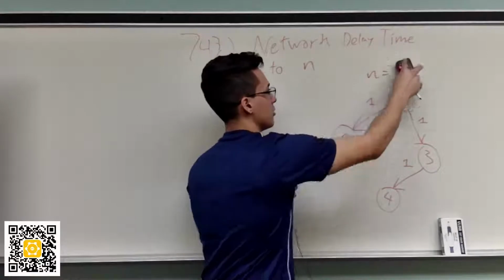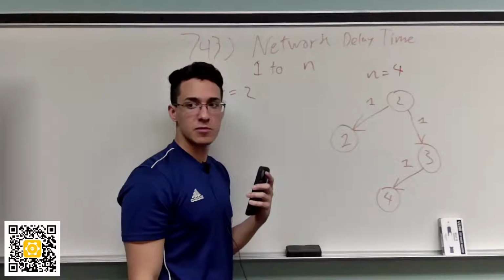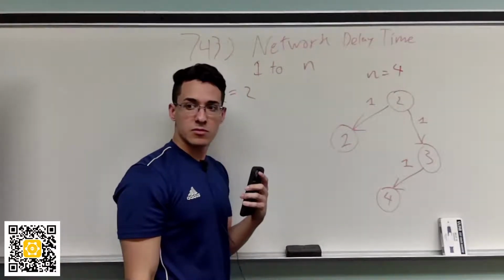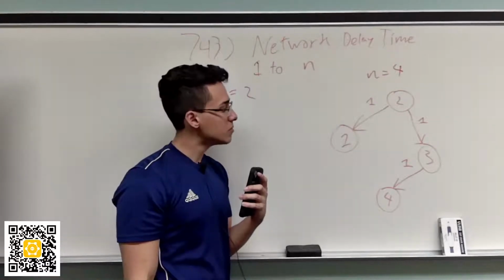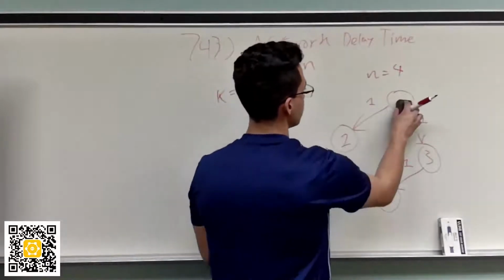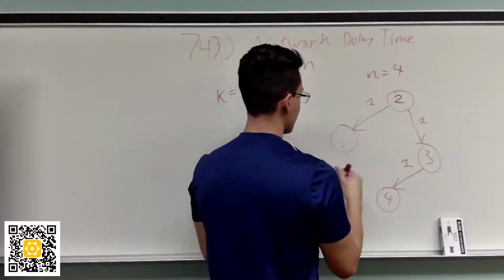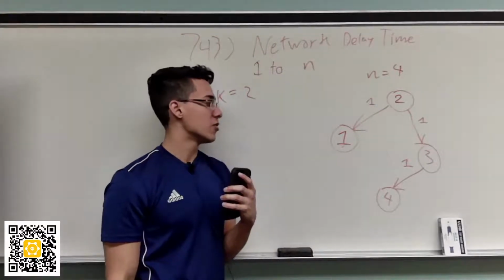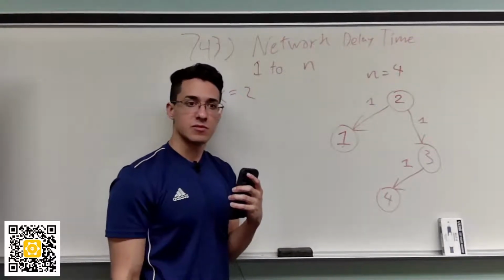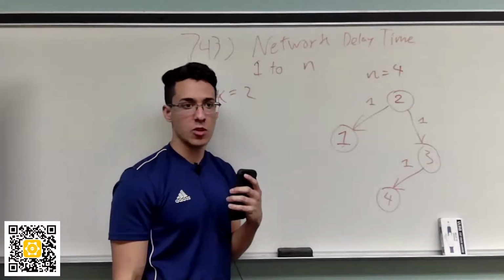Oh, I made a mistake before. Okay, how long will it take? There's two nodes. The one to the left is 2 and the other one is 2 also? Oh, okay. This is number 2. This is number 1, actually. It's 1 to n, so 1 to 4. So how long does it take to get from 2 to all the other nodes?